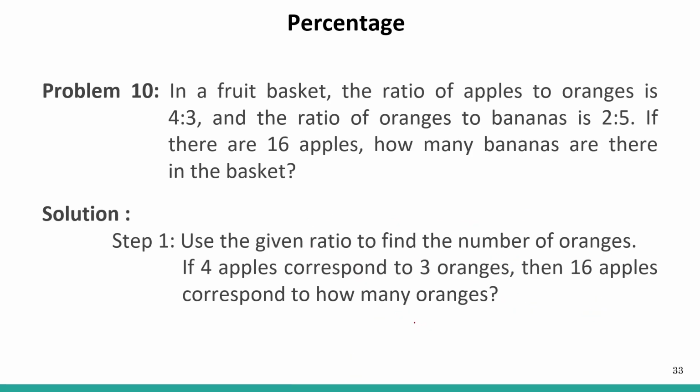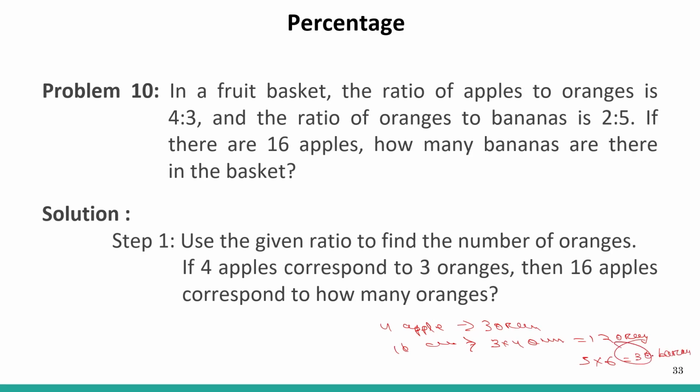So let's see. Use the given ratio to find the number of oranges. If 4 apples correspond to 3 oranges, then 16 apples correspond to how many oranges? So 4 apples, 3 oranges. 16 apples implies 3 into 4 oranges, that is equal to 12 oranges. If 2 oranges imply 5 bananas, then 12 oranges imply 5 into 6, that is equal to 30 bananas.